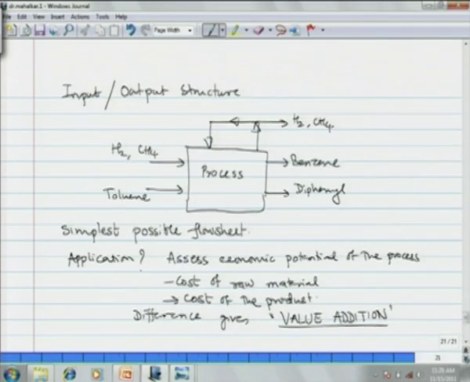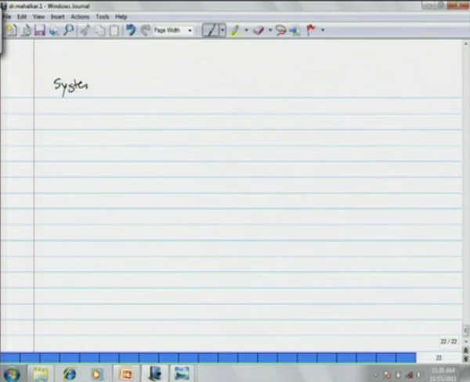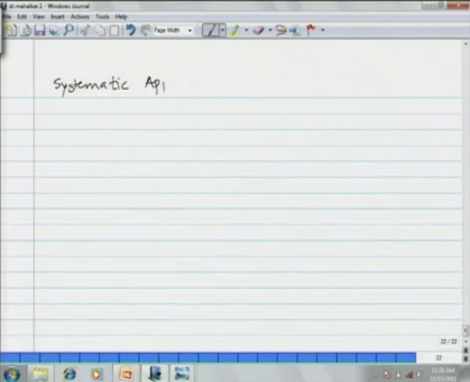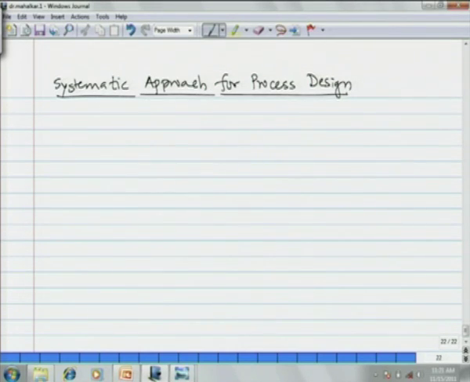Now, if we design a process from input-output structure, then to recycle structure, then to separation system and then to energy integration, what we have is a very systematic approach for process design. Now, this approach gives us an estimate of the economic potential from step to step. As we include more and more effort to design a process to a rigorous extent, okay, we have to assess whether these efforts are worth it. Okay.